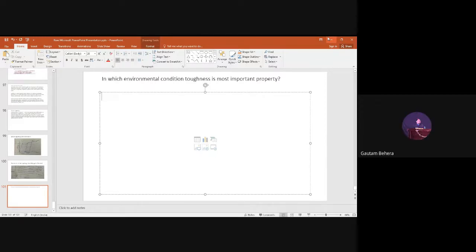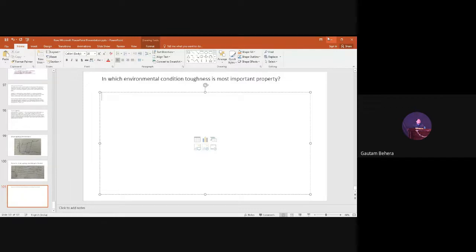Anybody want to speak something? What is that phenomenon called when the ductility decreases in a material at a particular temperature? Brittleness. I am asking about the phenomenon, the term. There is a temperature below which a material will behave as brittle rather than ductile. So that temperature is called the ductile to brittle transition temperature.